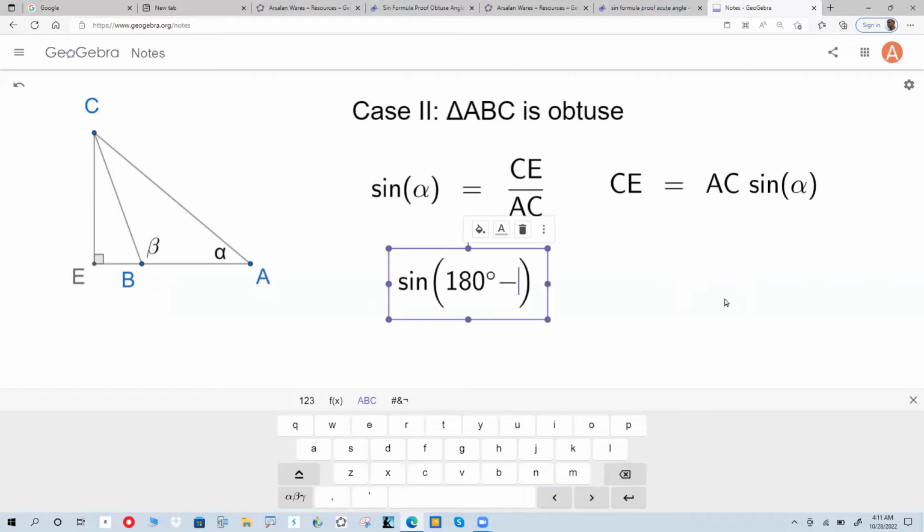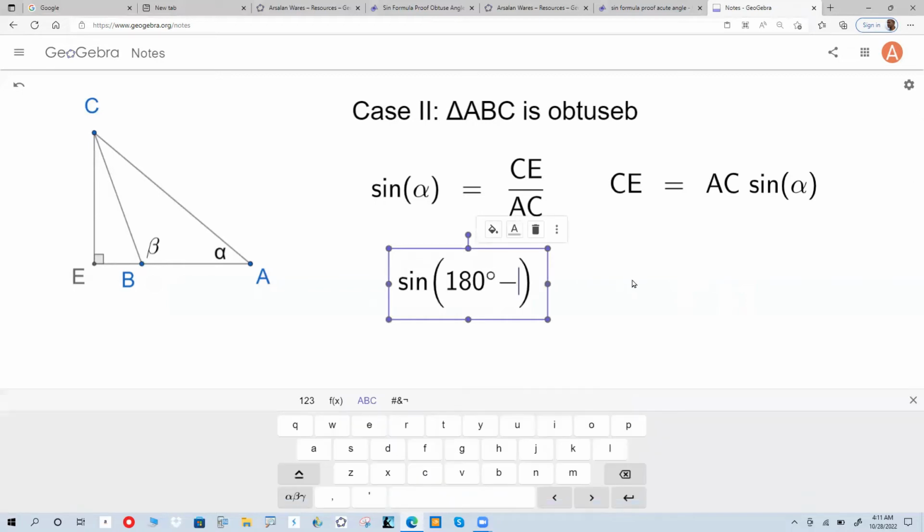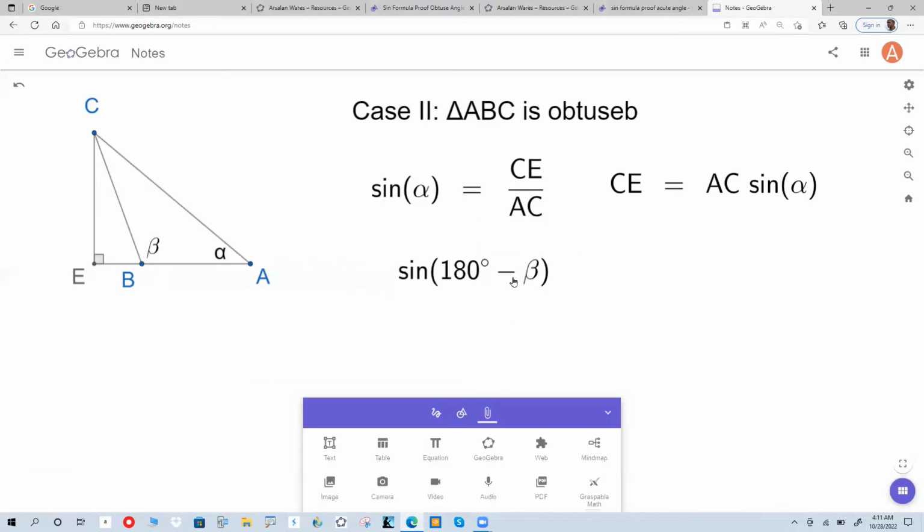By the way, alpha and beta are in degree. Should have mentioned it, but now I'm mentioning it. It really doesn't matter, but I'm going to assume it's in degree because I'm using 180. They can be in radian. The formula is still true.